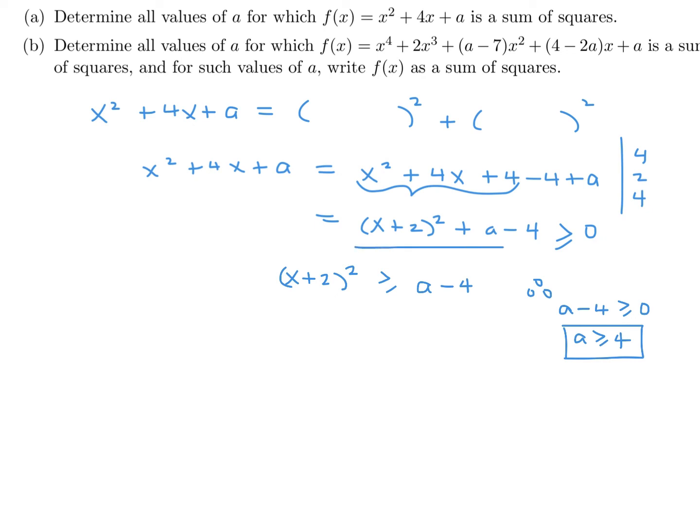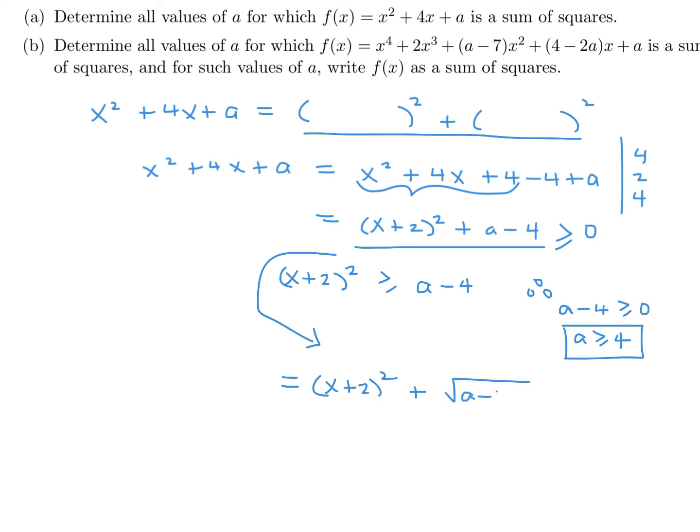If you look at this, this is pretty much in this form. If we bring this down here, we already have the x plus 2 as a square. And then to make this into a square, all we really need to do is take the square root of it and then square the whole thing. And that's it. And this is true if and only if a is greater than or equal to 4. So that's pretty much part A.